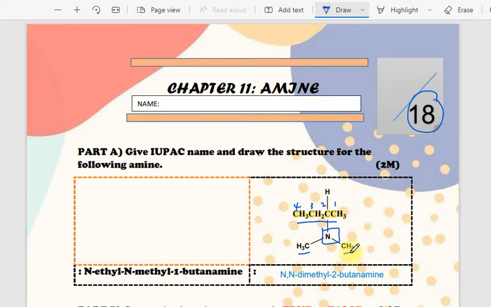Okay, and then there are 2 alkyl groups, and the alkyl groups are the same, so it's N,N-dimethyl 2-butane amine. Okay, and then let's draw the structure.